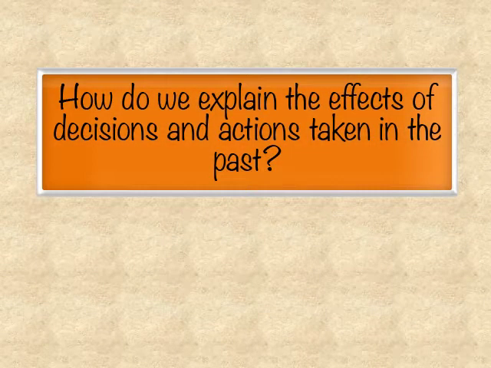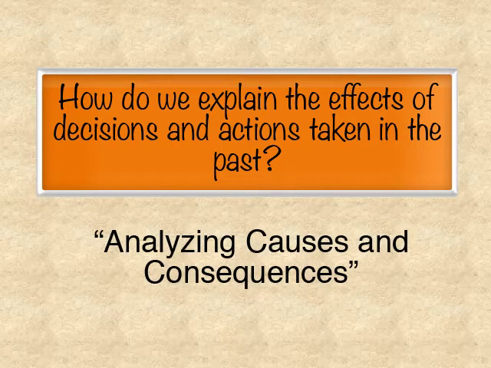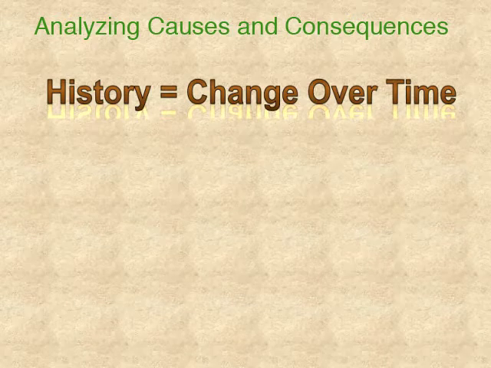The central question for this skill is, how do we explain the effects of decisions and actions that were taken in the past? We do this by analyzing causes and consequences, which is one of the 6 historical thinking skills that you will develop and demonstrate in this course. As demonstrated previously, history is about change over time. It's about understanding change over time, explaining change over time.